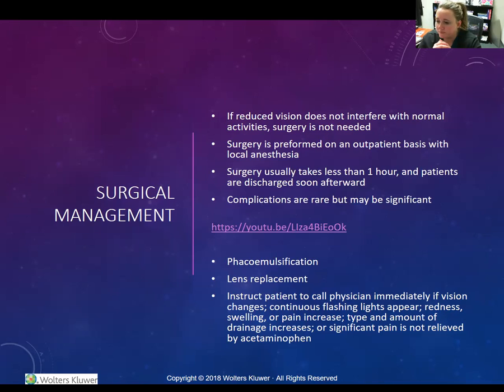You want to instruct the patient to call the physician immediately if they have vision changes, continuous flashing lights appear, redness, swelling, a severe increase in pain, or significant pain that's not relieved with whatever pain medication or over-the-counter meds they're taking, because this could be signs of increased intraocular pressure or retinal detachment.